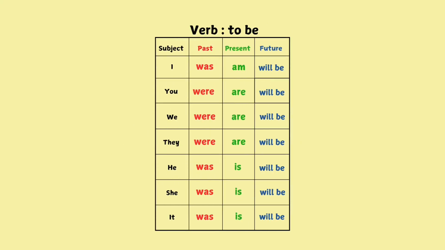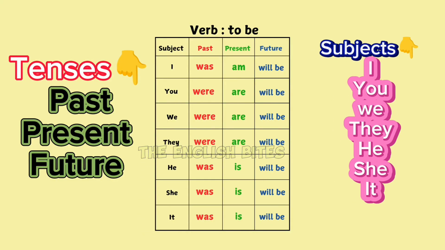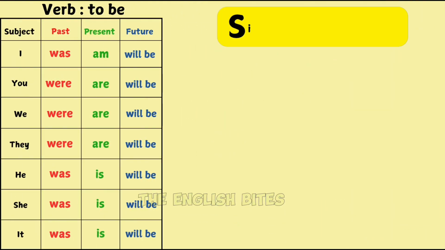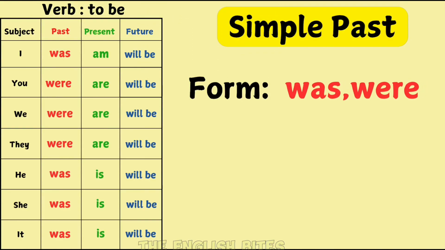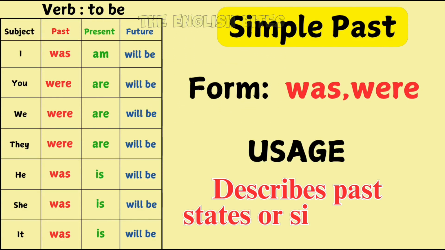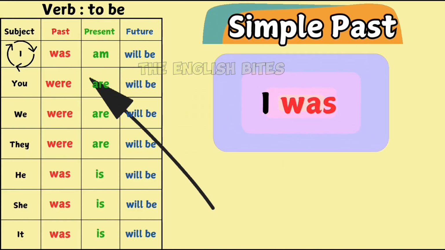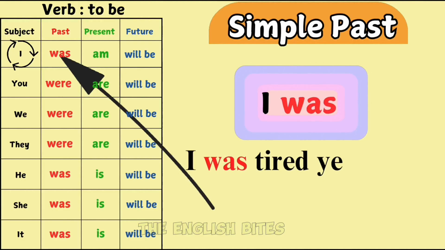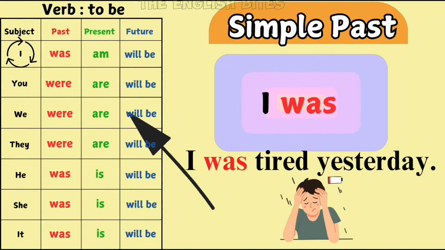The verb to be is used in various forms across different tenses and subjects. Here's a breakdown of its use with examples for each tense. Simple past. Form: was, were. Simple past describes past states or situations. Tense: simple past, I was. I was tired yesterday.